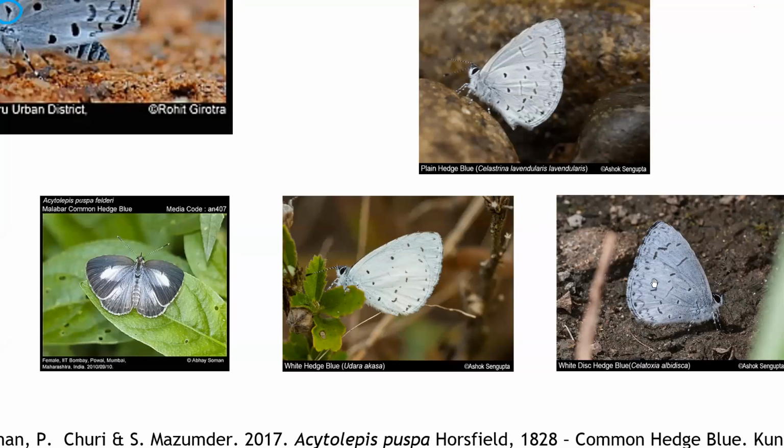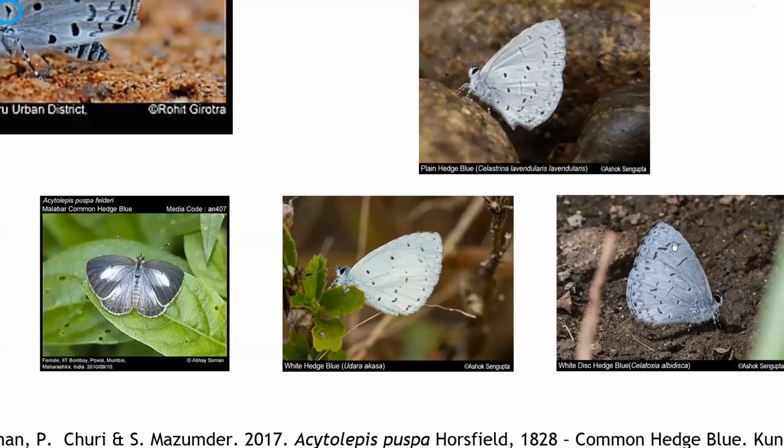So this white disc hedge blue does not have the spot here. Even the white hedge blue does not have the spot here. And the plain hedge blue also does not have the spot. That is very clear for all of us. Now, how to differentiate between a common hedge blue and a white disc hedge blue? You see here, the band is quite obvious. It's like a staircase. Can you see?